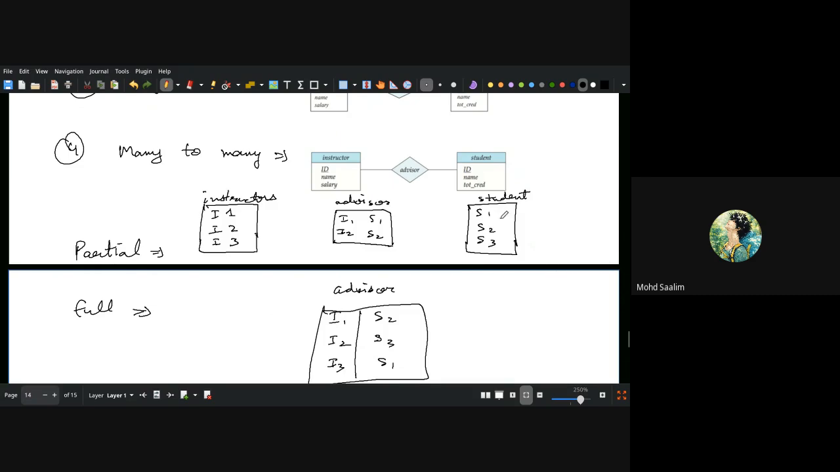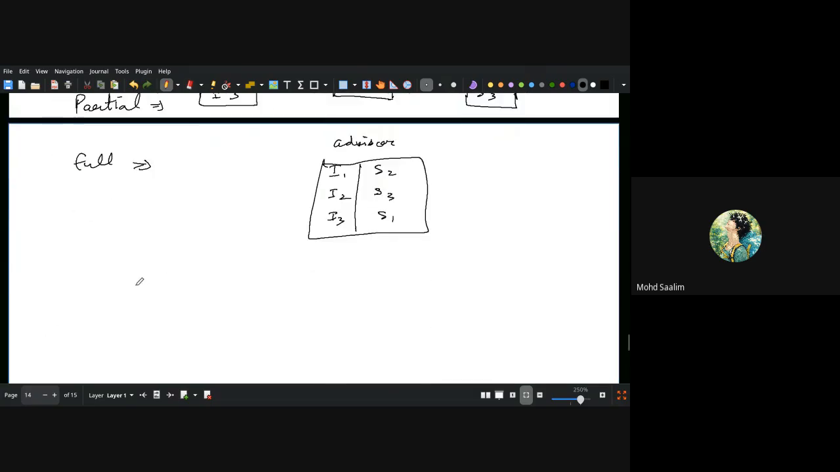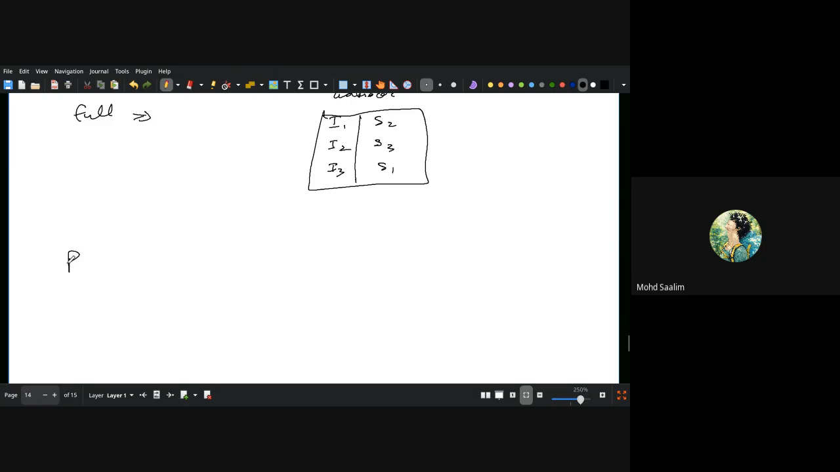And from the student side also, because all students are participating in this relationship. What do I mean by participation? All students' entries are present in this relationship, right? At least once. So this type of participation is called full participation. Okay. And how do you show that in your ER diagram?